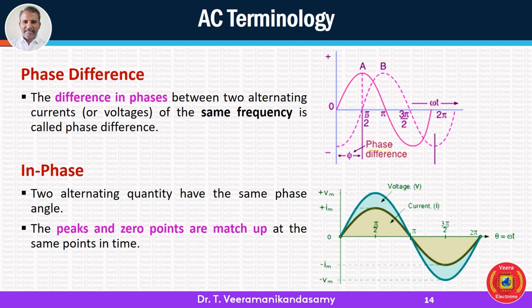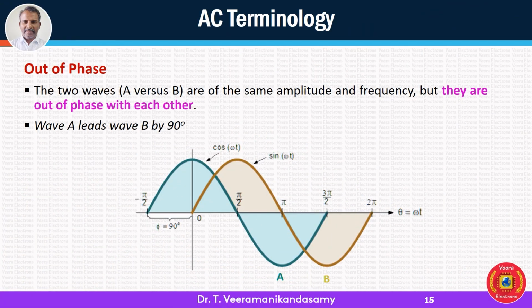When two quantities are in phase, they have the same phase angle. This means their peaks and zero points match up at the same moment in time. Out of phase. When two waves are out of phase, they do not reach their peaks or zero points at the same time. The slide illustrates a scenario where wave A leads wave B by a 90-degree phase difference, meaning wave A reaches its maximum value 90 degrees earlier than wave B.